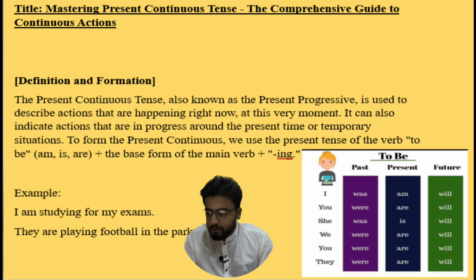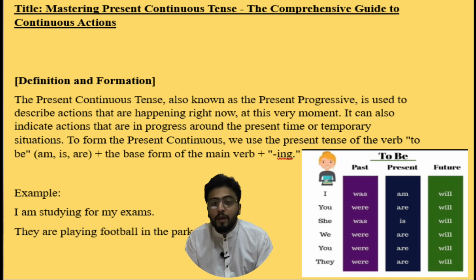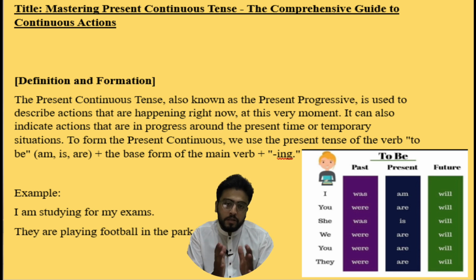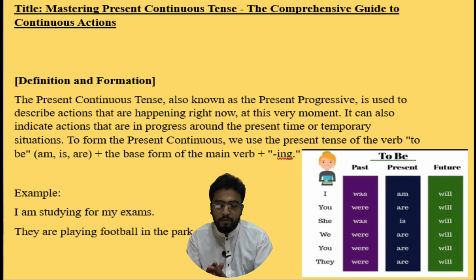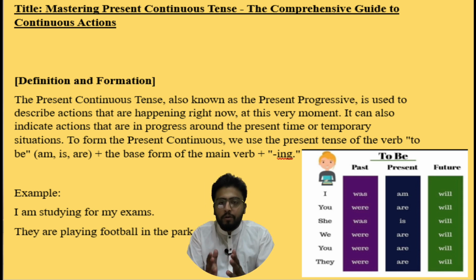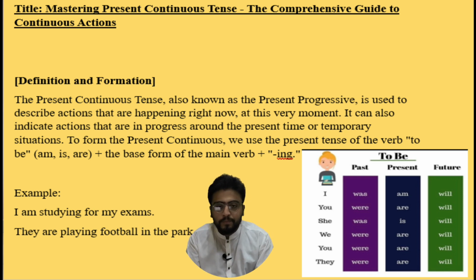To form the present continuous, we use the present tense of the verb be. Be is an irregular verb and has different types. Basically, we can categorize be into four main types, into four main forms. The present form, or you can also say the first form of the be, includes is, am, and are.